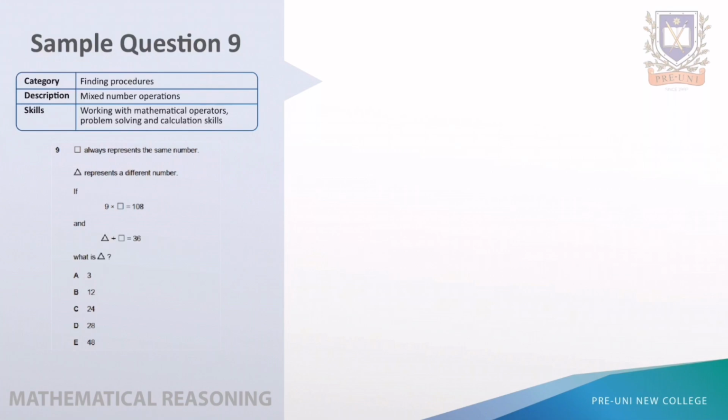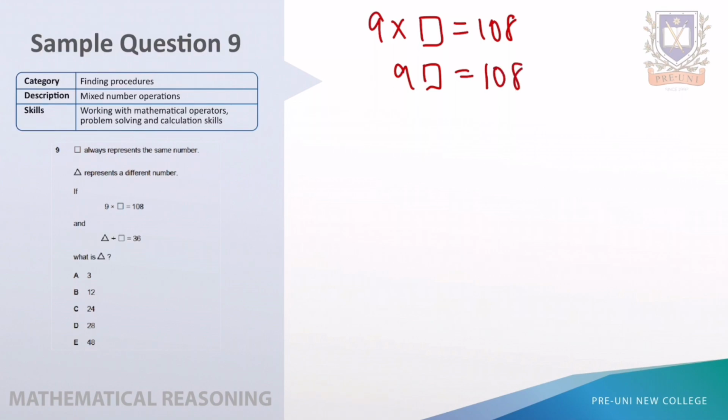So a way we can solve this is to just firstly rewrite 9 times the square is 108, just to make it a bit easier. And then we can easily solve by dividing by 9 on both sides. So we can get the square to be 12. So this is the value of the square.